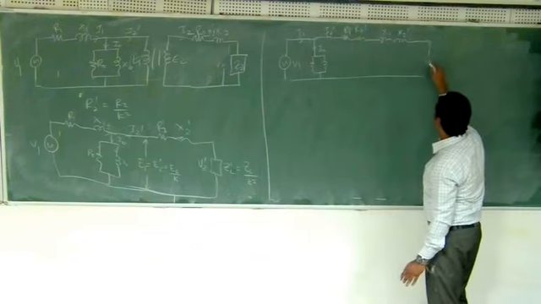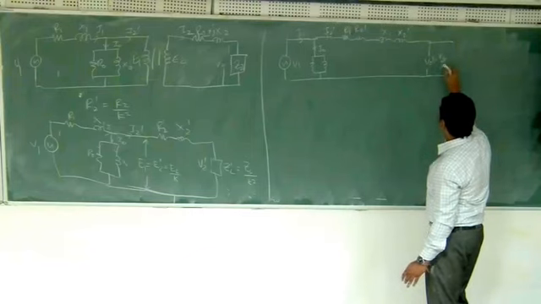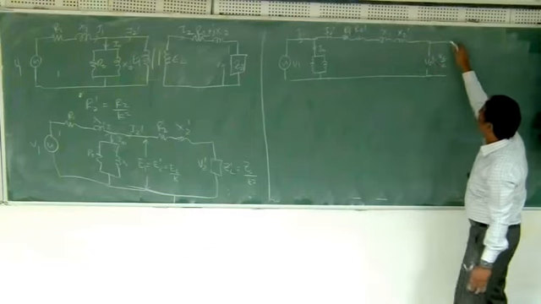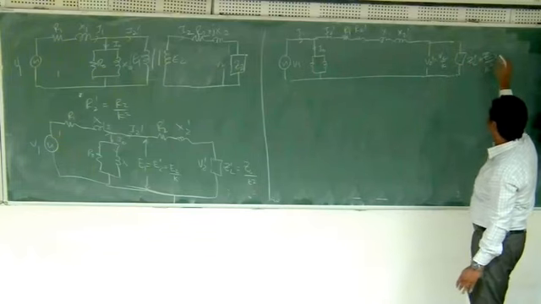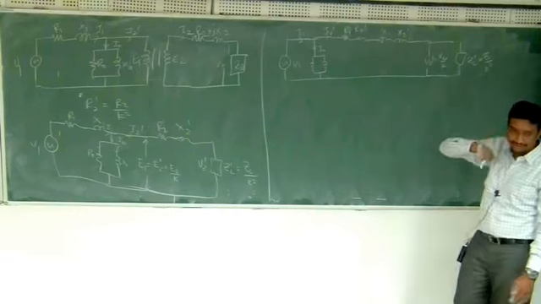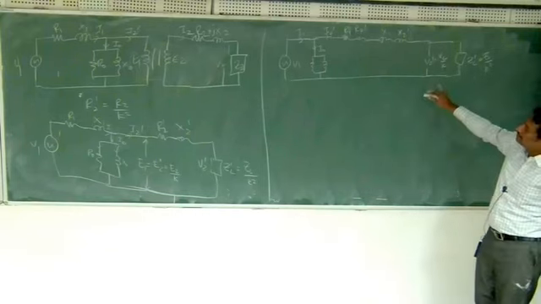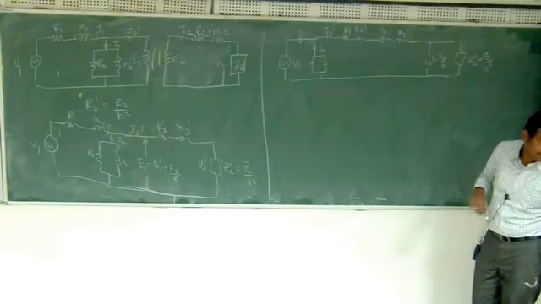Here you will have V2 dash. Okay. V2 dash is nothing but V2 by K. And then you have the ZL dash, which is nothing but ZL by K square. Load impedance transferred to primary side. Okay. So this is simpler to solve.